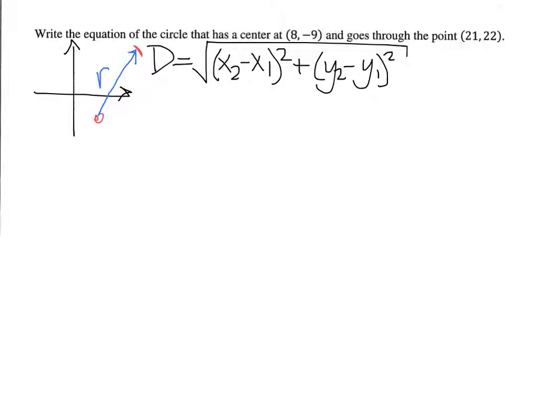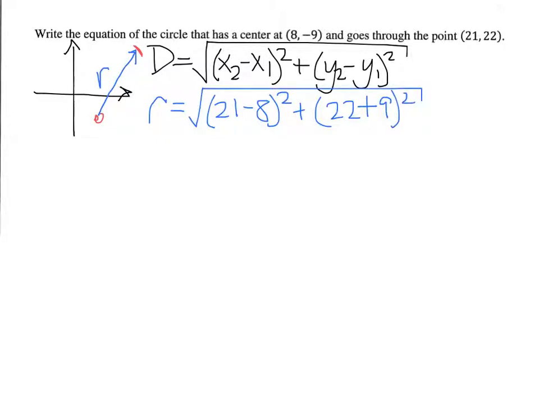Plug all of those numbers into the formula. It's not just D equals, though. More appropriately, it's r equals. R, the radius, is equal to what we're calculating. That is the square root of the quantity 21 minus 8 squared plus 22 minus a negative, which is plus 9, squared. Remember what I want you to put in your calculator: the radicand, all of this underneath the radical, not with the radical. Put that in your calculator.